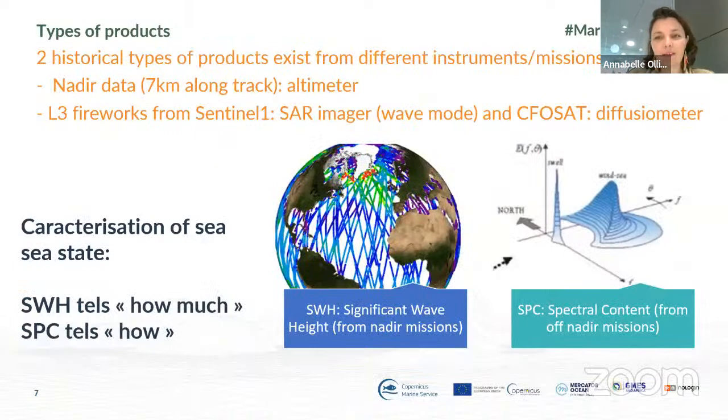Now, let me just tell you about the two kinds of products that you will be able to find either in NRT and delayed time. We have two types of products that exist from different instruments and missions. The NADIR data that I've been talking to you about before are along track altimeters that only give one value concerning the characterization of waves. It's significant wave height, called SWH. It will tell you if there are a lot of waves or not a lot of waves, so the sea is probably rough or not rough. But the other type of data gives a spectral content of the data, and it characterizes the sea state more finely. I will explain a bit more about this because this is maybe less intuitive.